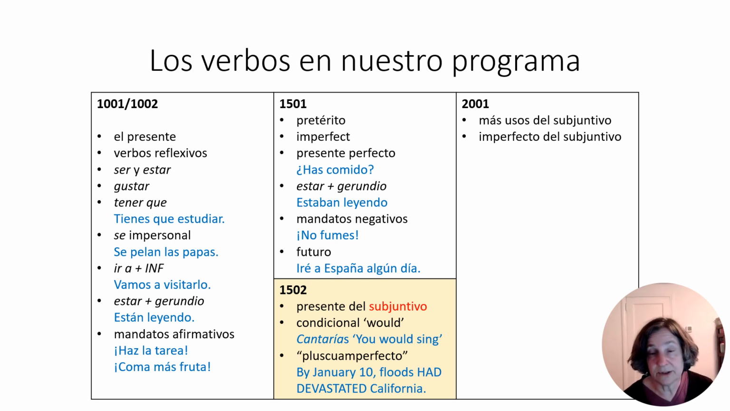And then in 2001, you'll wrap up learning more uses of the subjunctive, and you will learn the past tense subjunctive, the imperfecto del subjuntivo. So Spanish really has an amazing verb system, and by the time we're done with you, you will pretty much be done with it.